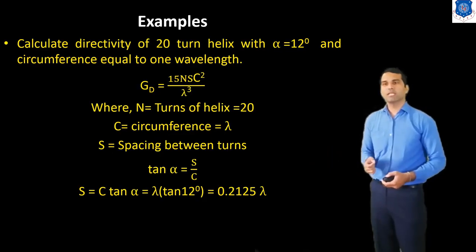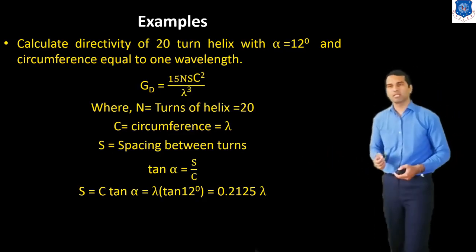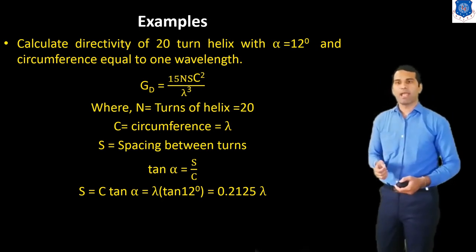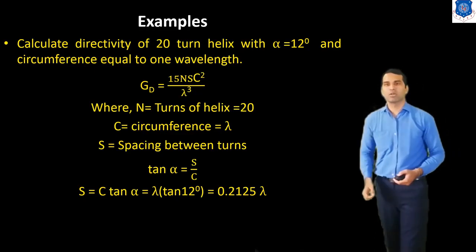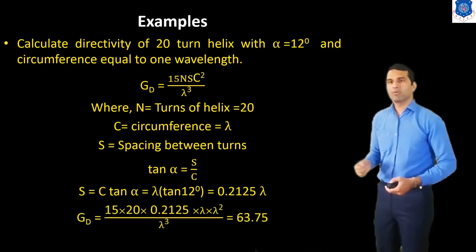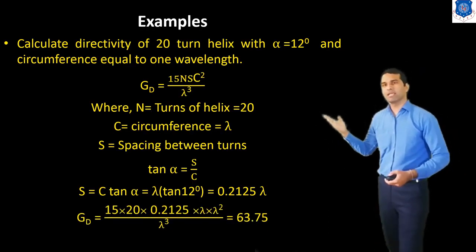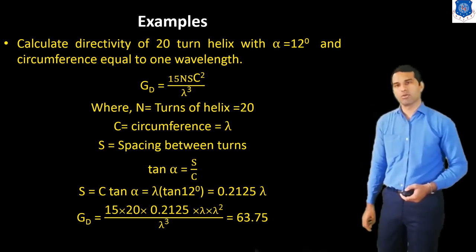S equals C tan alpha. We have the value of C equal to lambda, and the tan alpha value at 12 degrees, so we get 0.2125 lambda. And when we put the values of S, C and lambda in this equation, we get the directivity equal to 63.75.